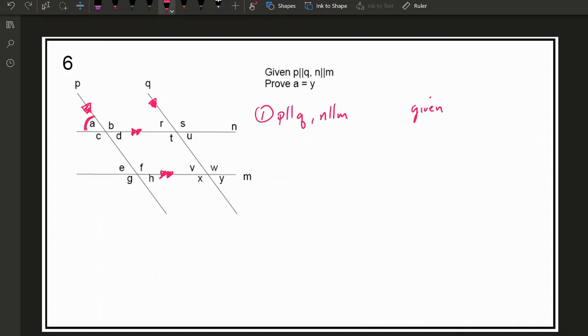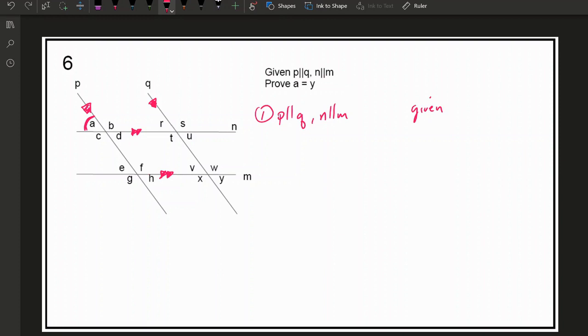So since P is parallel to Q, I'm allowed to jump from that ABCD angle cluster to the RTSU cluster. But also since N is parallel to M, I'm allowed to jump from the ABCD cluster into the EFGH cluster. What I'm not allowed to do is go from the ABCD into the WXYV. Should have started on V there. Anyways. Okay, so there are lots of correct ways to do this.